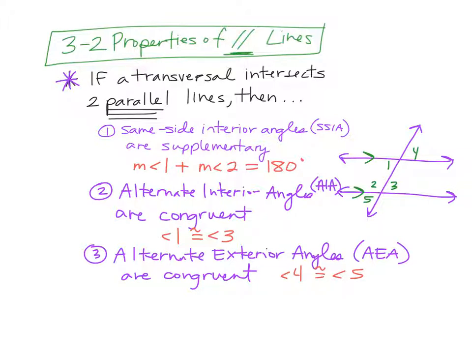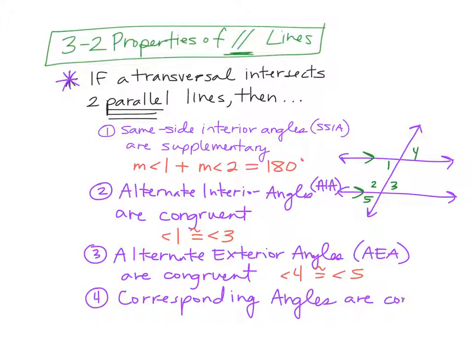Okay, and then the last one, number 4 here, says that corresponding angles, if lines are parallel, corresponding angles. Any guesses on this one? What are your corresponding angles in this picture? 4 and 3. What do you suppose is true of 4 and 3? They are congruent. Okay, so that would be angle 4 is congruent to angle 3.